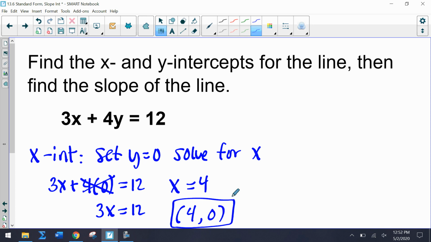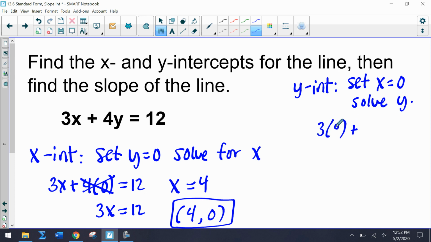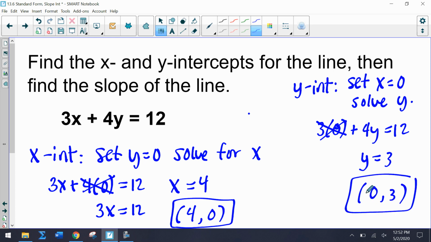got an x value. And then for a y-intercept, we want to plug in 0 for x. So set x equal to 0 and then solve for y. So 3 times 0 plus 4y equals 12. So that cancels out. So we have y equals 3. So that point is (0, 3). I plugged in 0 for my x to get an output for my y.